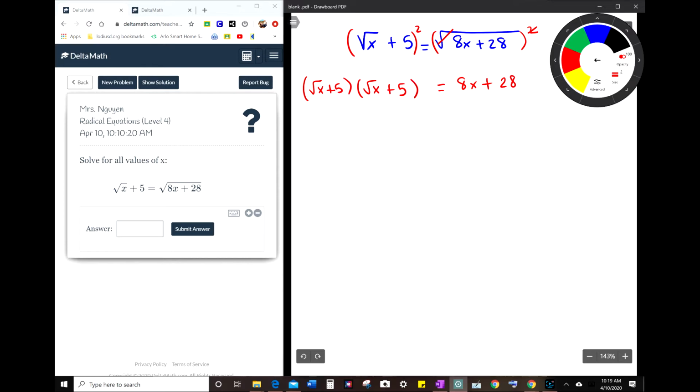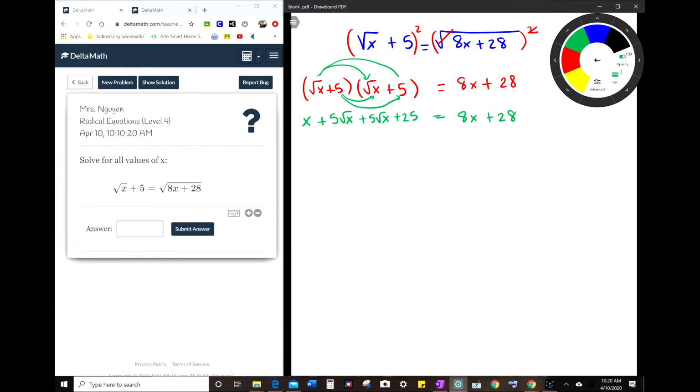And what we can do is use the distributive property. So square root x times square root x gives you x. Square root x times 5 gives you plus 5 square root x. And then we come back to the 5 right here and do the distributive property again. 5 times square root x gives you 5 square root x. And 5 times 5 gives you 25. On the right side, we didn't do anything, so we just rewrite it: 8x plus 28.